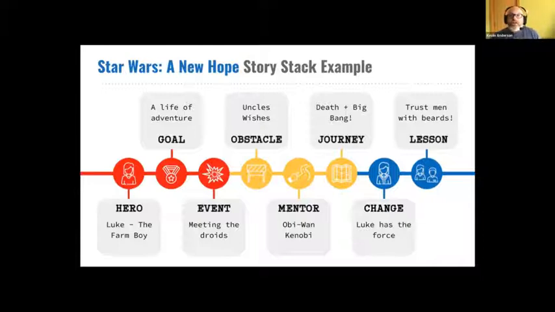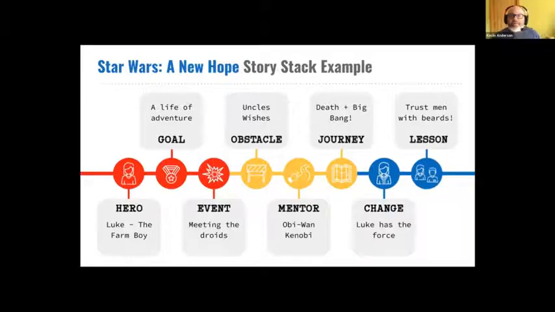So what's the change that we go through all of this? We get to the end of the movie. How has our hero changed? So Luke is different because he's identified that he's now got this thing called the Force. He's no longer the farm boy that we met at the start of the movie. His life has changed forever. And the lesson, as I glibly say here, as one lesson, is that you should trust men with beards.